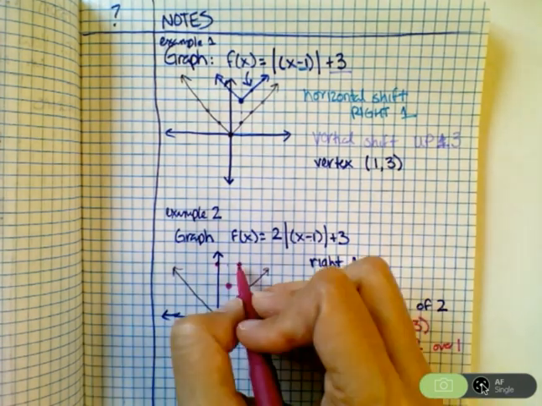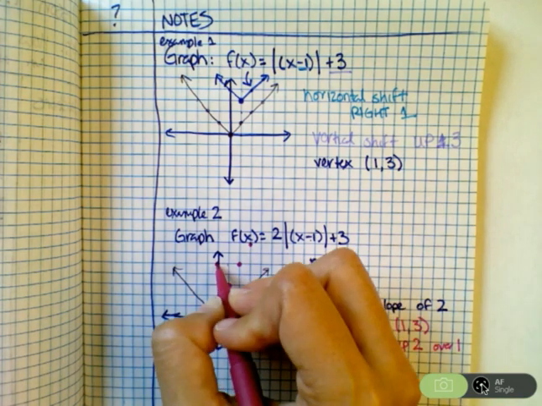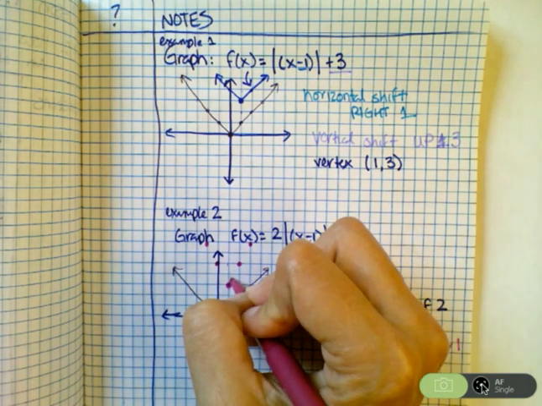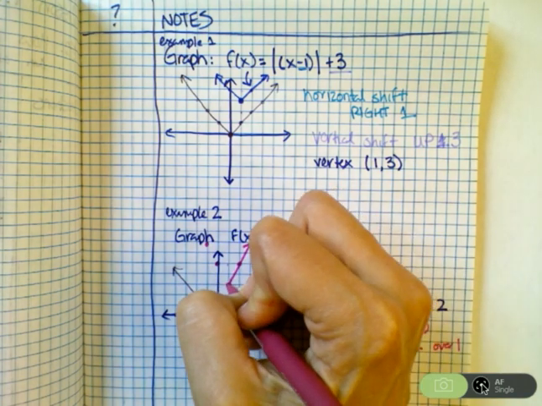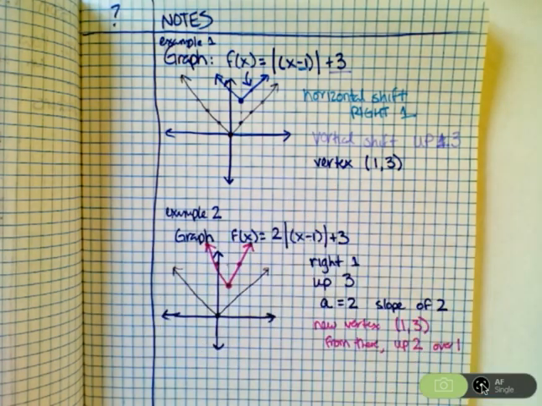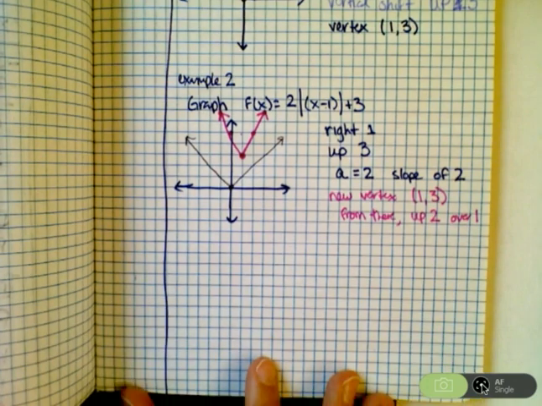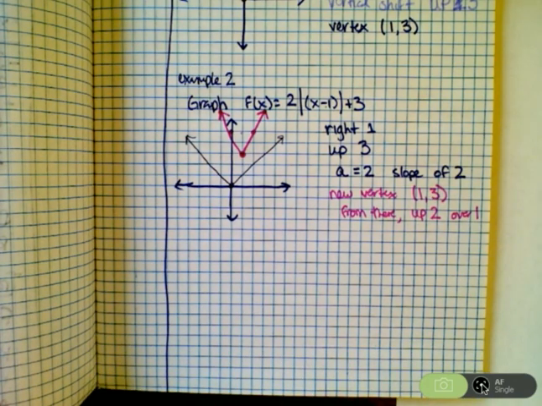That gives me 3 points. I can do the same thing again, up 2 and over 1, up 2 and over 1. And that gives me enough of the graph that I can see what that function looks like. Okay, so again, the pink one's the new one in example 2, just to compare to the one we had before. I'm going to do one more example with you for right now, and then we're going to do one more thing in this set of notes.